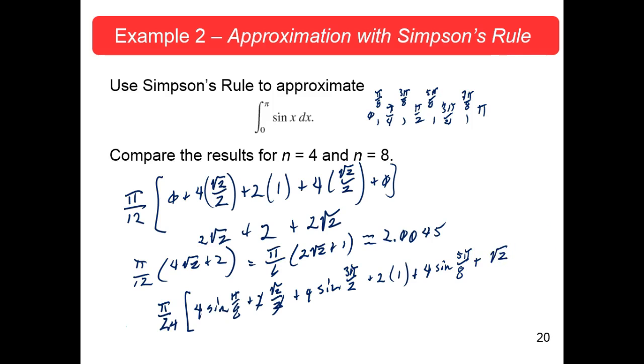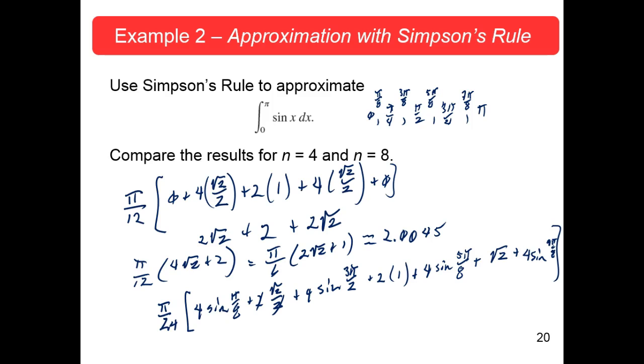Okay? Plus 4 times the sine of 7/8 pi. Okay, that's supposed to be an 8. And then the last one's going to be a 0 anyway, so I'm not going to write it down. Now, if you want to save yourself some grief here, just a little bit, not a lot, you know that this value and that value are the same. So you can just do 8 times this one. Okay? Pi over 24 up front. You can wait and do that at the end if you want to.